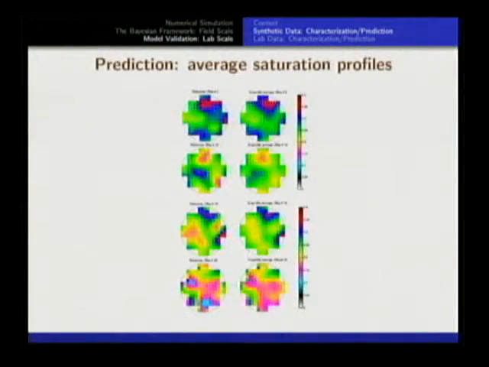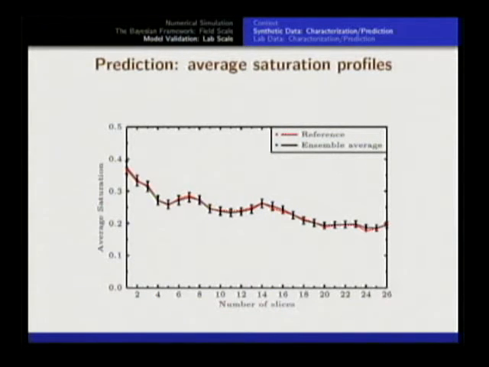And once we have selected a family of accepted permeability fields, we run the forward problem in time, and this is what we get for ensemble average versus reference. Again, you see the main dominant fingers are well captured, and this is a quantitative statement of prediction. So we do have a very nice agreement between the reference simulation and the ensemble average.